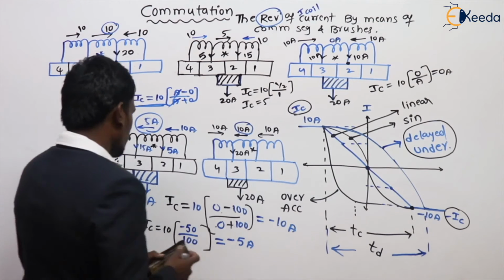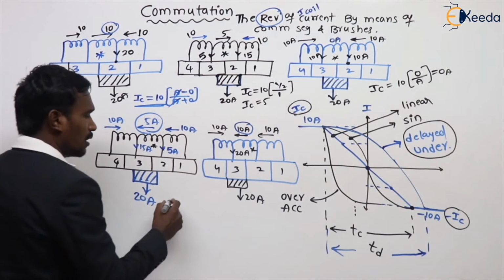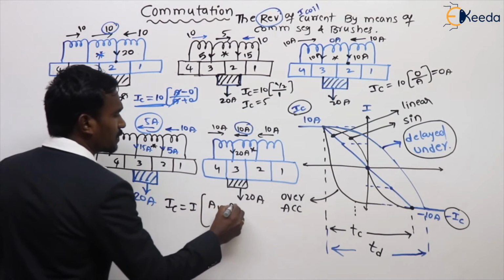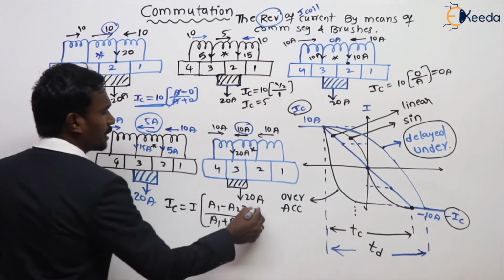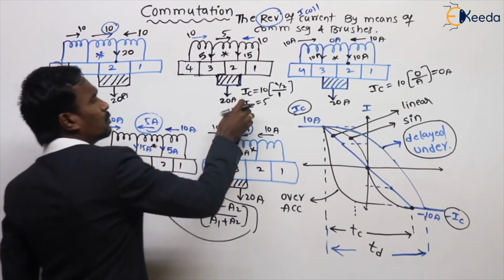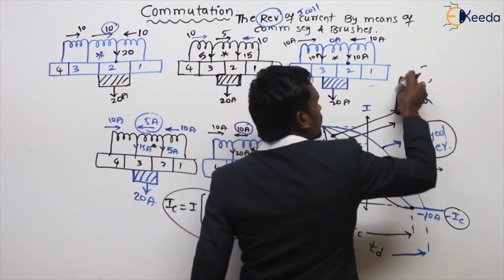So here the important thing is the formula. If they ask you a question, what is the commutating current? IC is equal to the area of the first segment minus the area of the second segment, divided by the area of the first segment plus the area of the second segment, times the current. This is the formula. You have to remember it if they ask you a question on this.